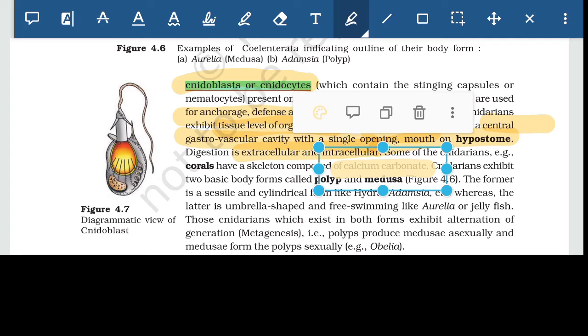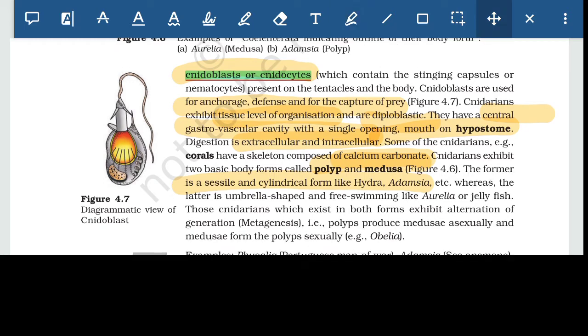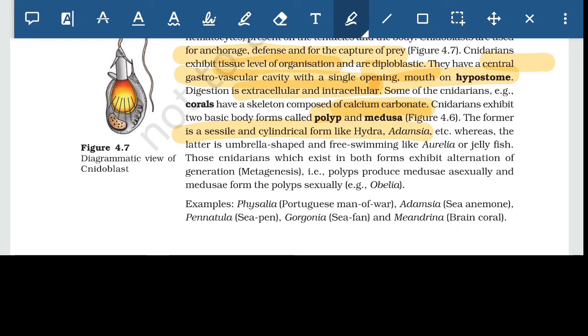Calcium carbonate. Then cnidarians exhibit two basic forms called polyp and medusa. The former, the polyp, is sessile and cylindrical, like hydra and adamsia. Whereas the latter, the medusa, is umbrella shaped and free living, like aurelia or jellyfish.